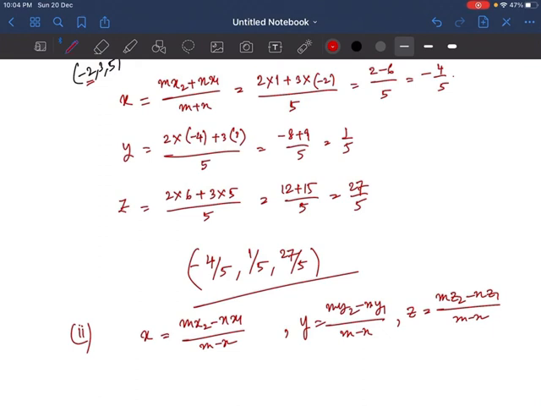So just put those values. You see here m to n is also the same, that is 2 and 3. m is 2 and n is also 3. So just put down those values and find the coordinates for external division.